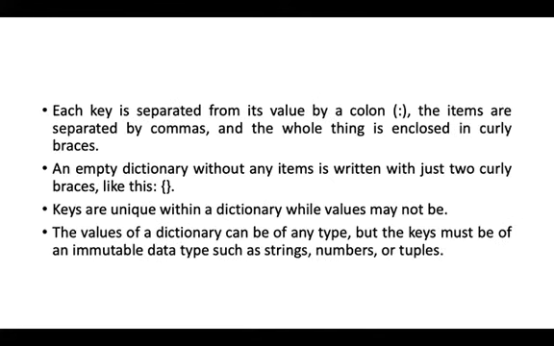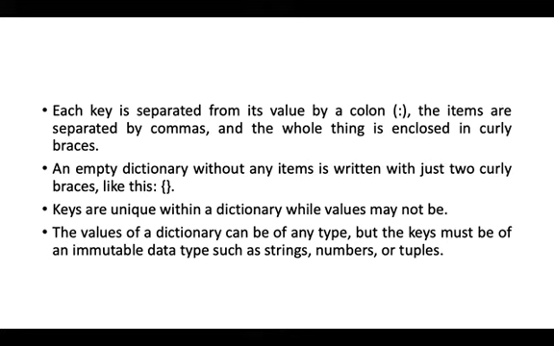Each key is separated from its value by a colon, and the items are separated by commas. The whole thing is enclosed in curly braces. An empty dictionary without any item is written with just two curly braces, just like this. I will show you in an example how Python dictionaries are declared and how they look.